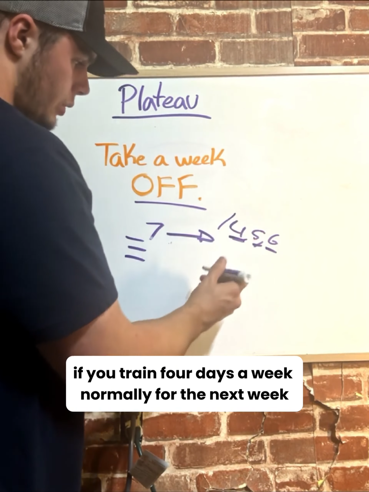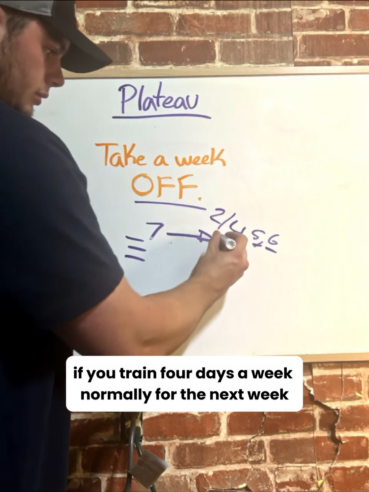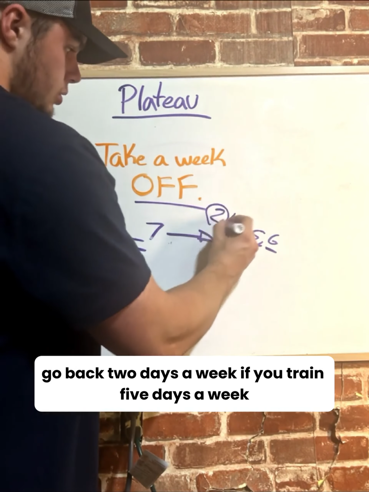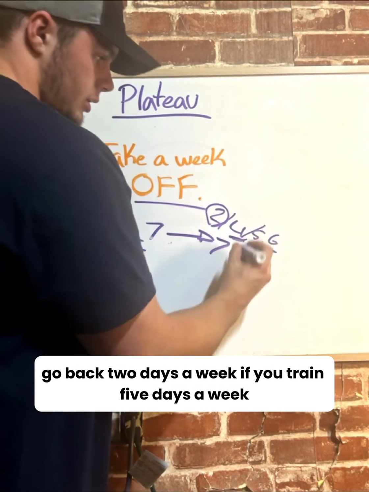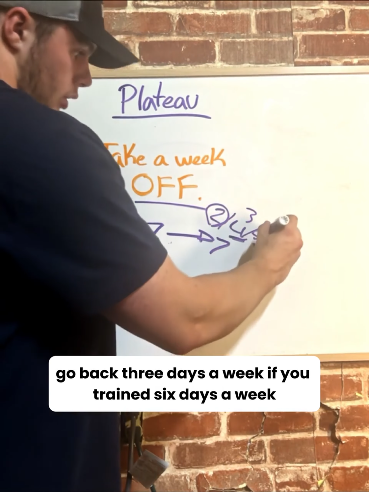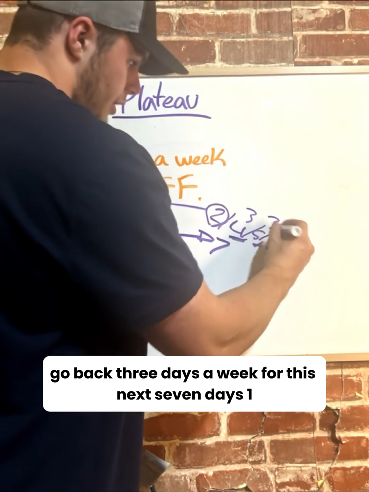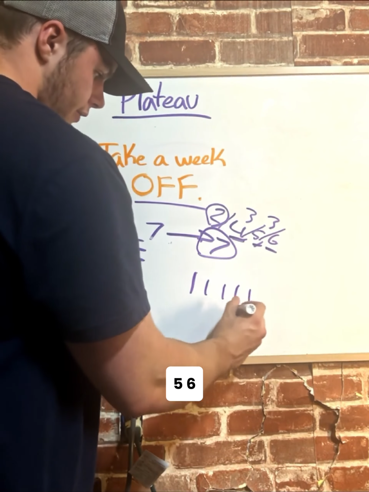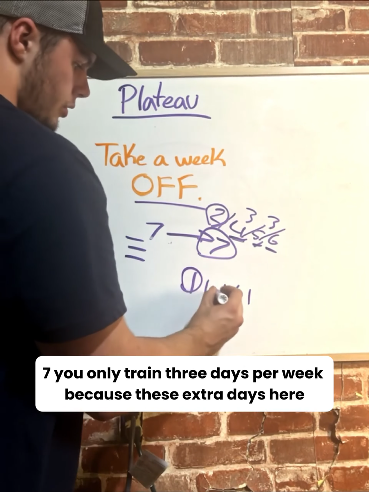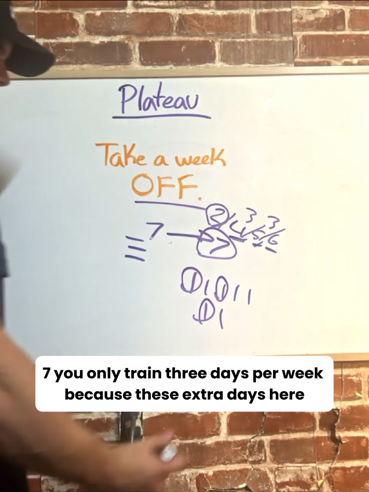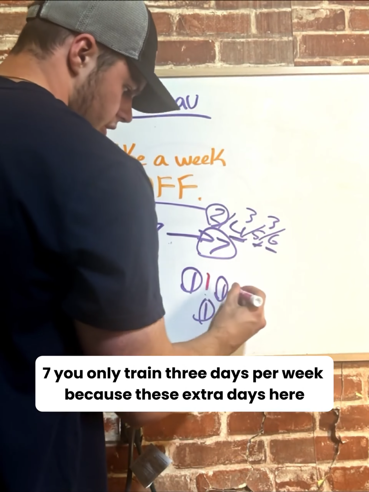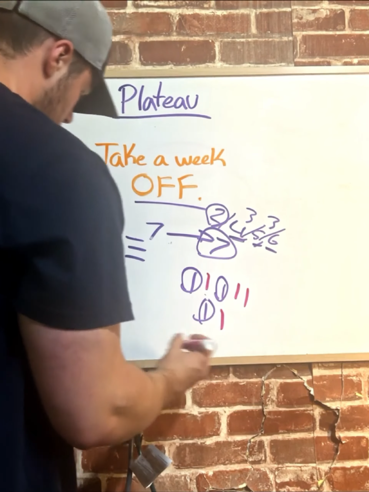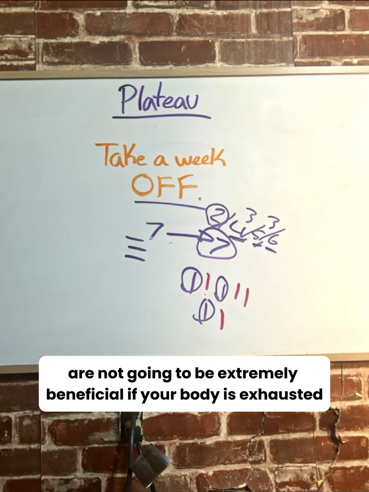If you train 4 days a week normally, for this next 7 days, go back 2 days a week. If you train 5 days a week, go back 3 days a week. If you train 6 days a week, go back 3 days a week. For this next 7 days, 1, 2, 3, 4, 5, 6, 7, you only train 3 days per week, because these extra days here are not going to be extremely beneficial if your body is exhausted.